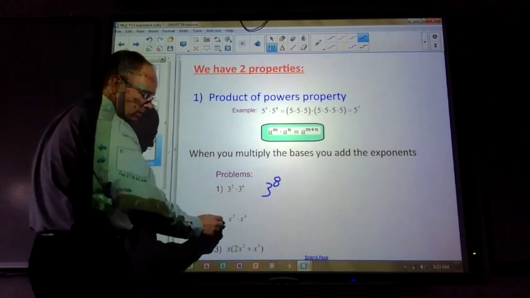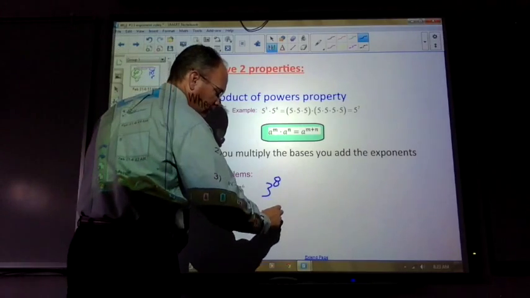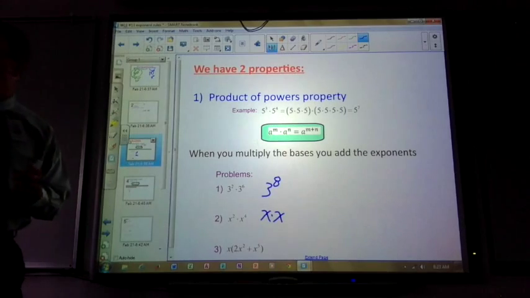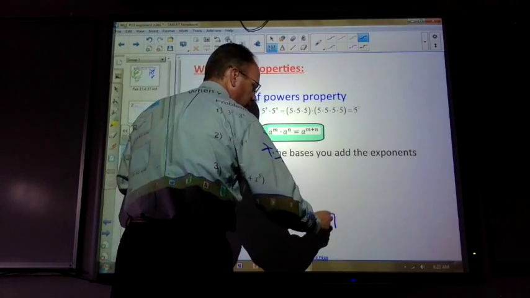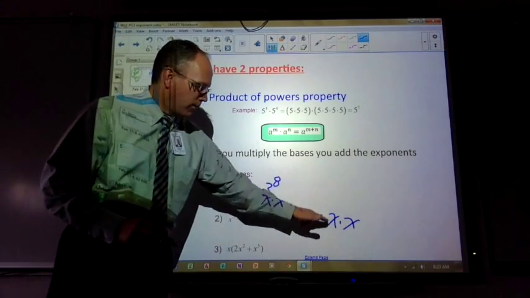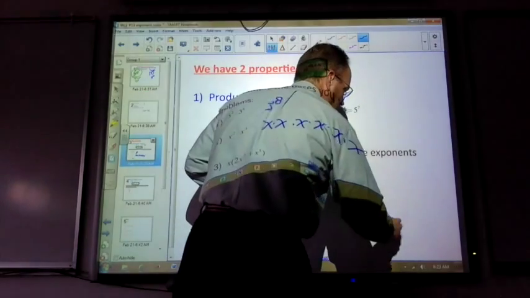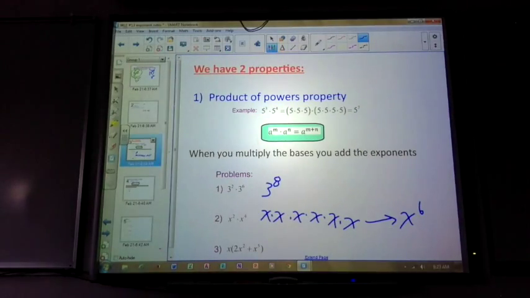So if you want to think about this, let's use this property up here. X to the 2nd is x times x. Is that okay so far? And then x to the 4th is 1, 2, 3, and 4. And then if I count these, I got 1, 2, 3, 4, 5, 6. So this is the same thing as just x to the 6th power. All right. Does that make sense?